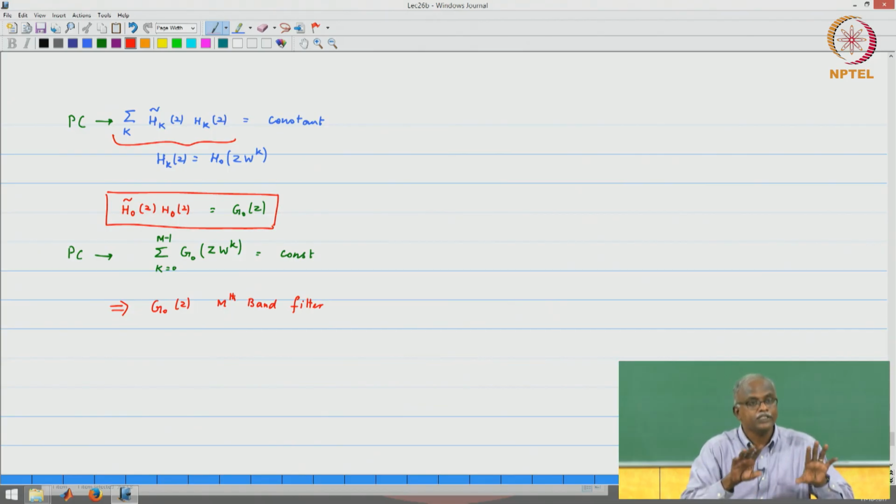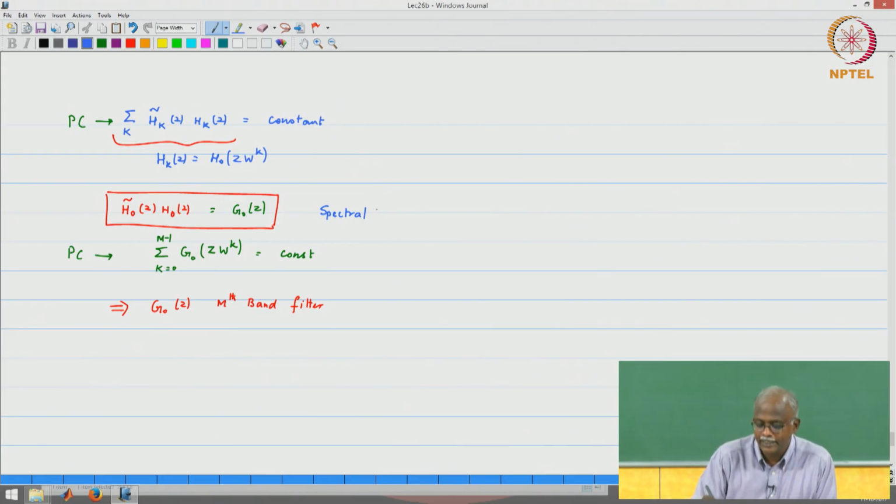That process is called spectral factorization. Okay. And you may have come across this in control systems. We do that when we want to have a certain design constraint on our filter. This is called spectral factorization.